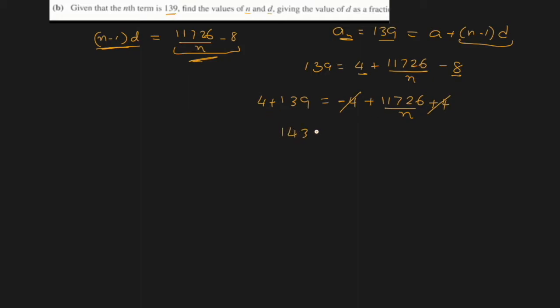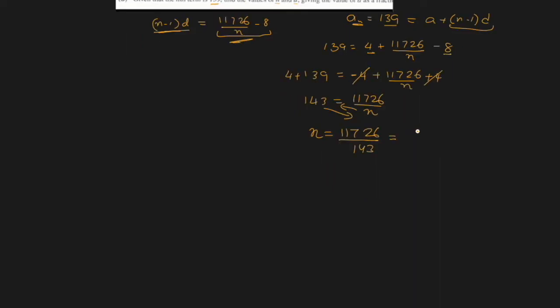143 equal to 11726 over n. And now, just like question number 1, we will interchange their places. n will be equal to 11726 over 143, which is equal to 82.